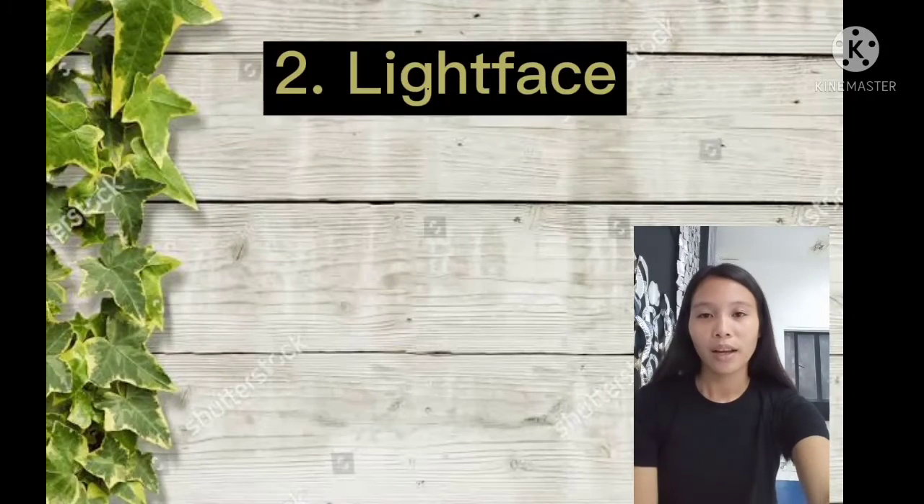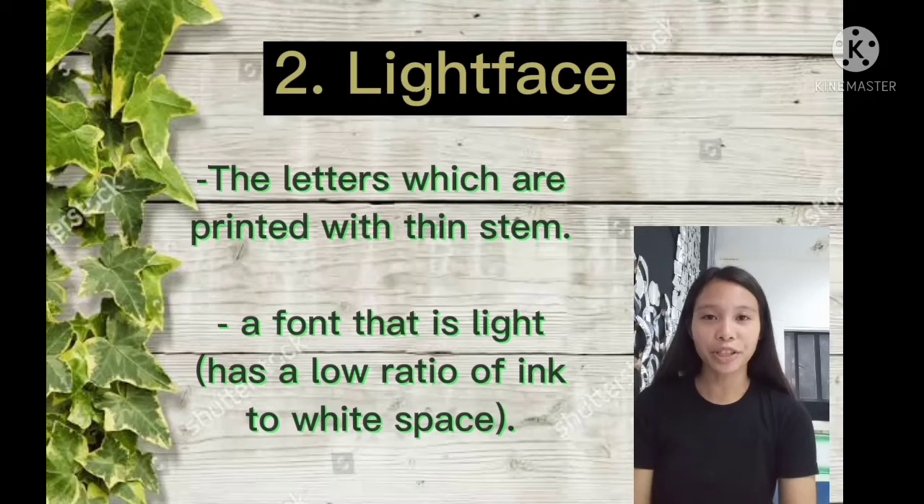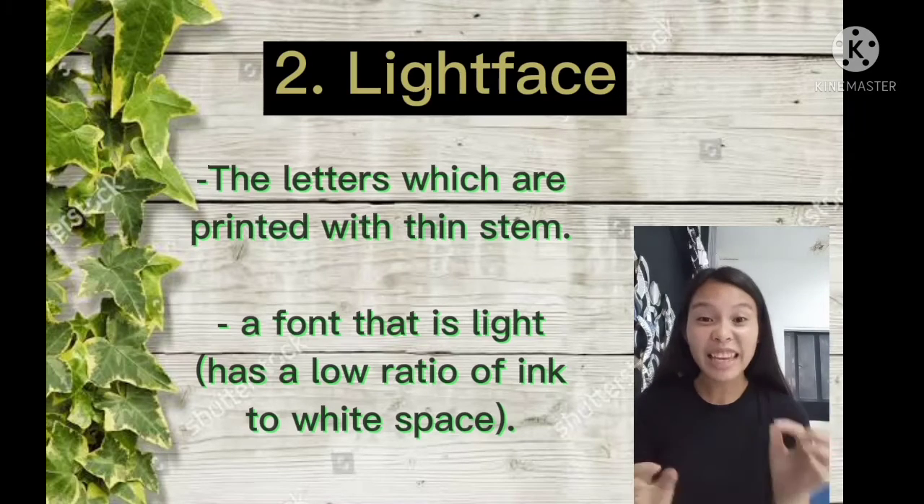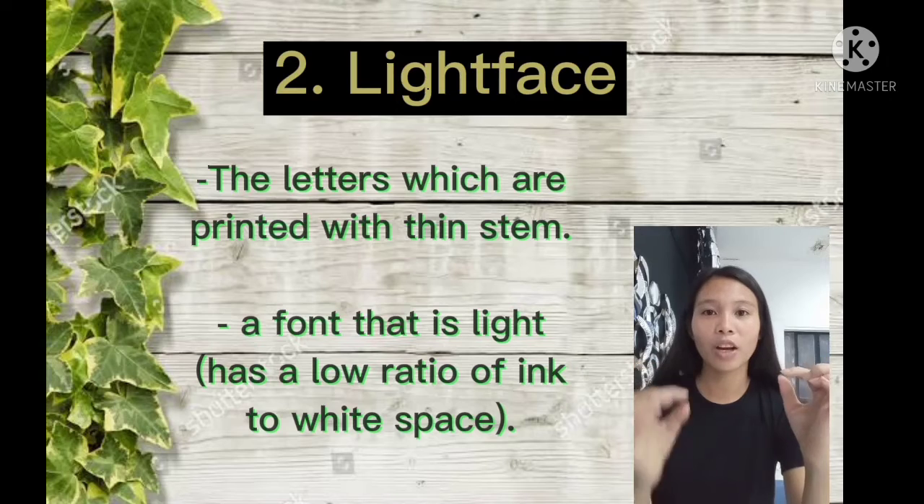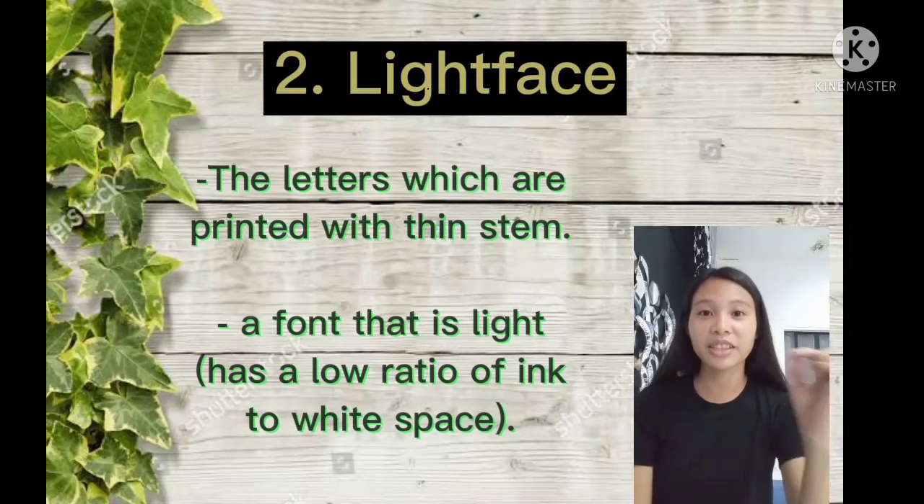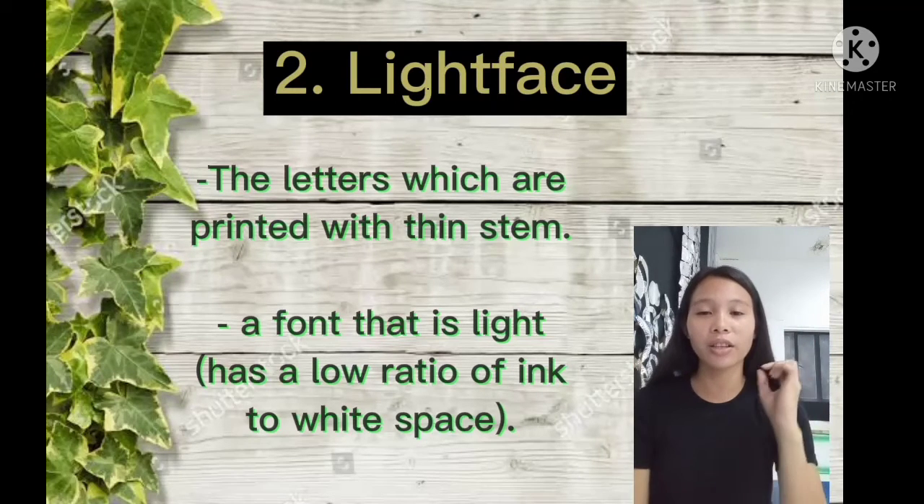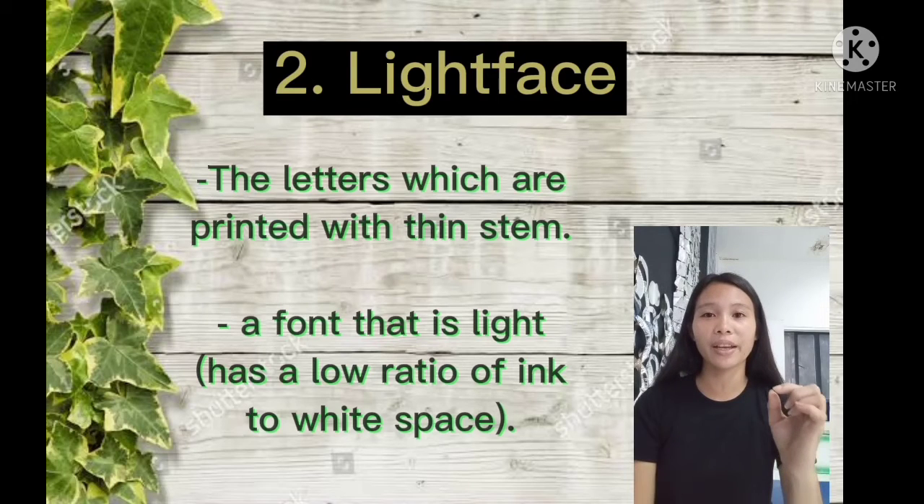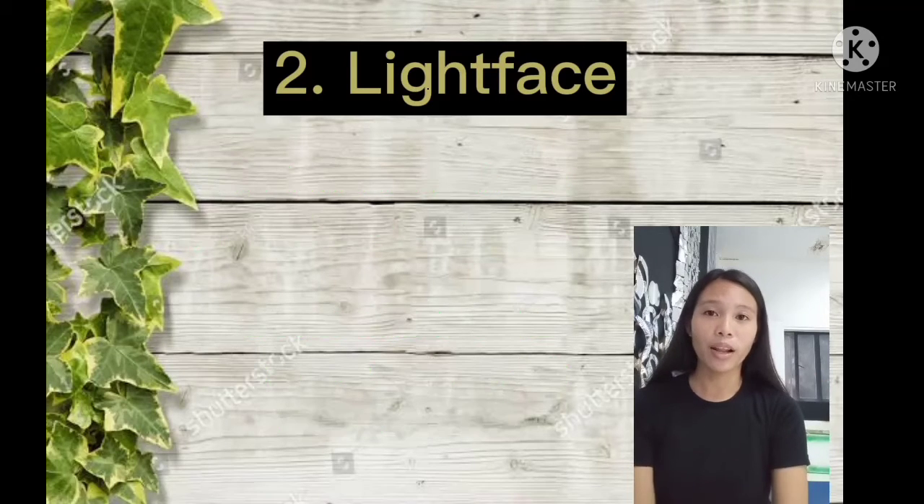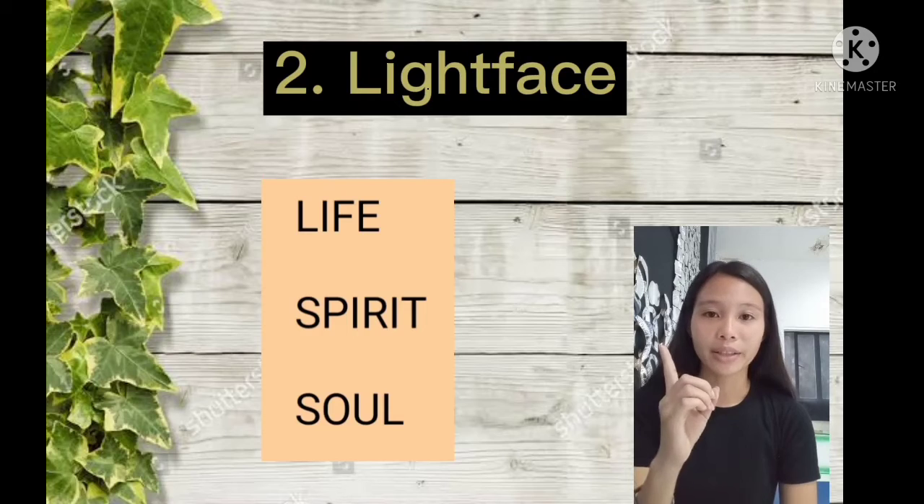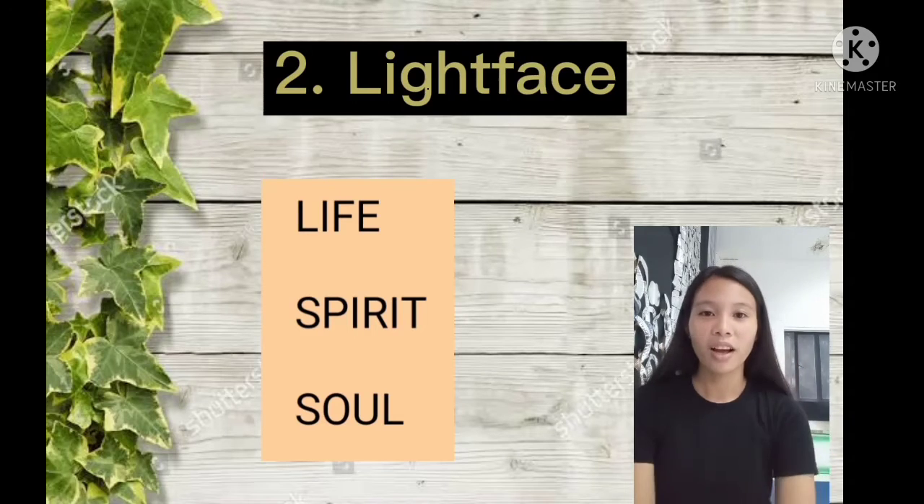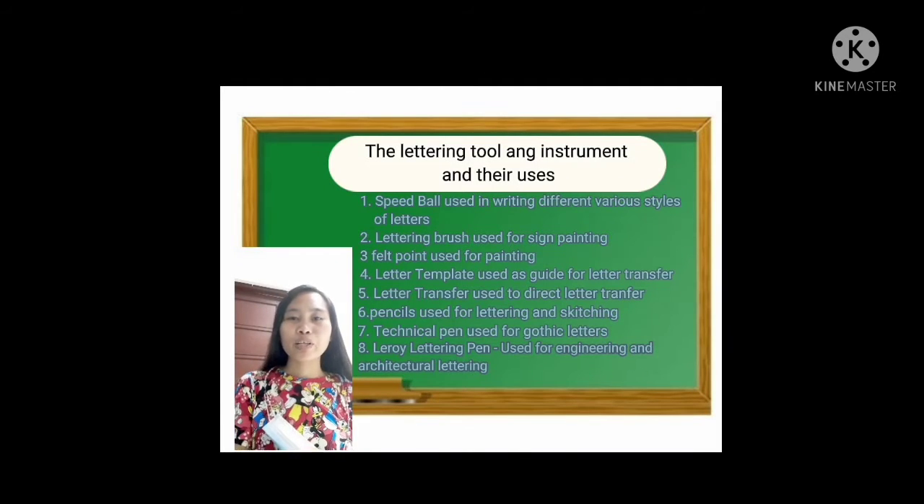Let's proceed to number 2, which is the light face. This refers to the letters which are printed with thin stem. This is the opposite of bold face. A font that is light has a low ratio of ink to white space. Examples: life, spirit, soul. Okay, we proceed to lettering tools and instruments and their uses.